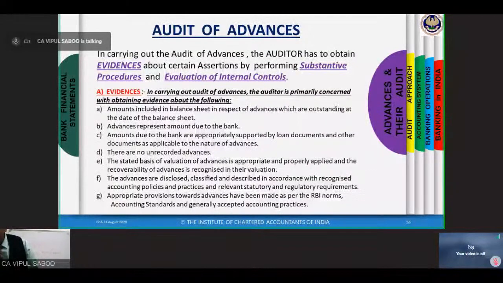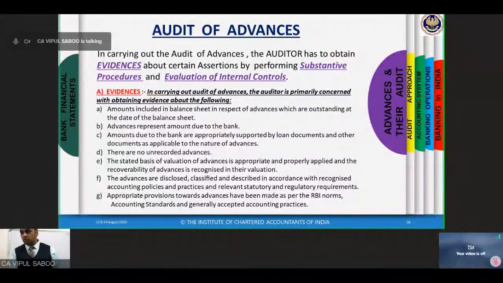In carrying out the audit of advances, the auditor has to obtain evidence about certain assertions by performing substantive procedures as well as evaluation of internal controls. So the auditor has to obtain evidence about amounts included in the balance sheet; vouching and verification is the best method to obtain evidence. Advances represent amounts due to the bank. Amounts due to the bank are appropriately supported by loan documents. There are no unrecorded advances. The stated basis of valuation is appropriate. The security and stock valuation methods the bank is using are appropriate. Advances are disclosed and classified as per recognized criteria. Appropriate provisions are made. Accounting standards and accounting principles are being properly applied.